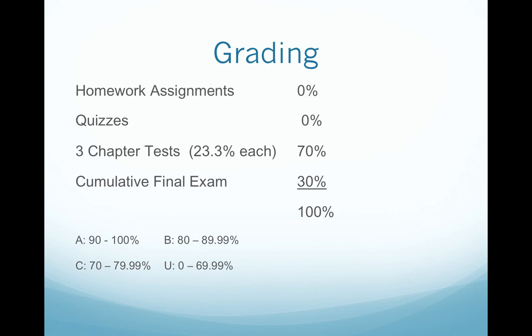For this course, your grading is as follows. There are 3 chapter tests that will count as 70% of your grade, and the cumulative final exam is 30%. So even though when you look up here, it looks like homework assignments and quizzes are counting as 0%, doing the homework assignment and the quizzes and doing them well is what's going to help you do really well on the chapter test and the cumulative final.